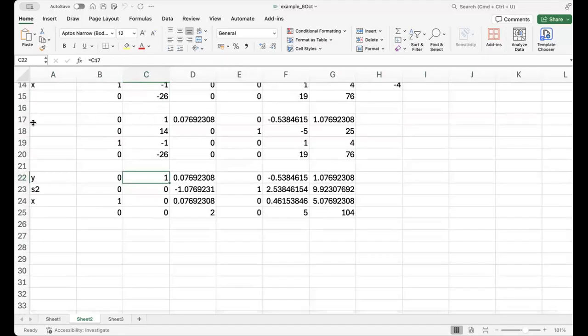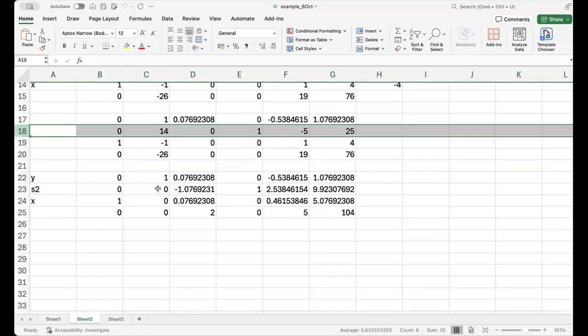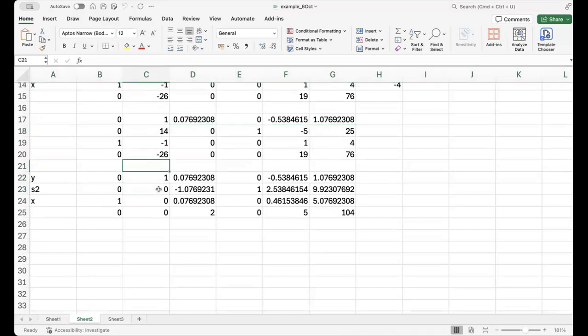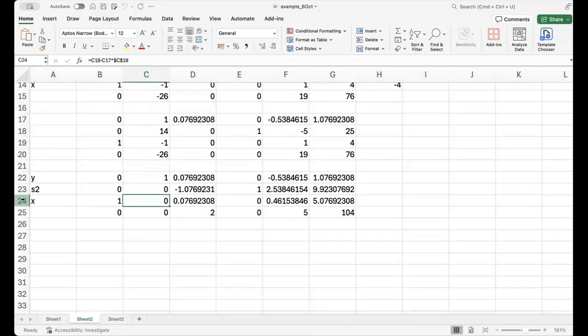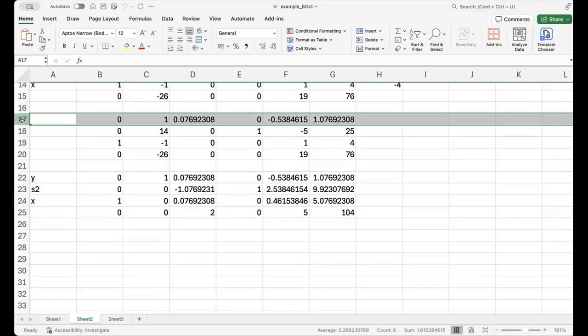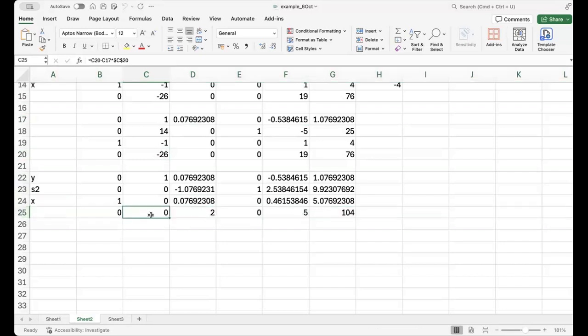You multiply this row by 14 and you subtract it from the second row to obtain 0. Again, this row, you multiply by minus 1 and subtract from this row. In this one also, you multiply this row by negative 26 and subtract. In every column, once you subtract it, you get 0.